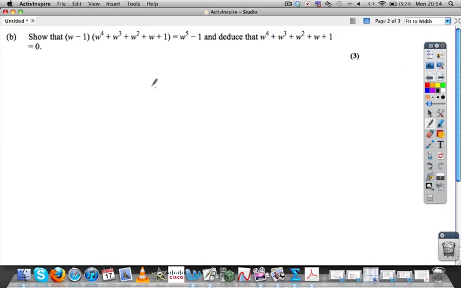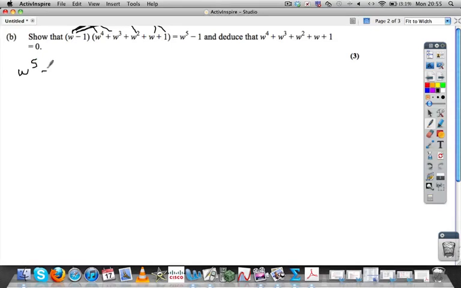Okay, this part's a little bit more interesting, and then part C again takes it one step further. So we need to show that this times this is this, and then deduce this thing. Well, again, that's not too hard. It's already laid out for us. It's a show problem, so we have to show the steps. We have to show this by multiplying each of these, and then we collect like terms. So actually there's nothing very difficult here.